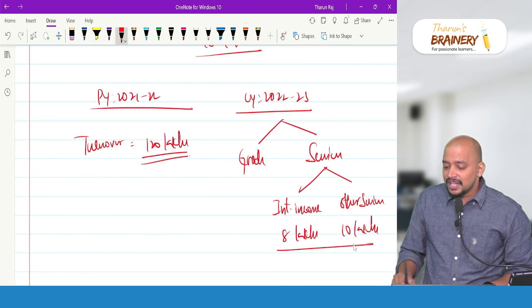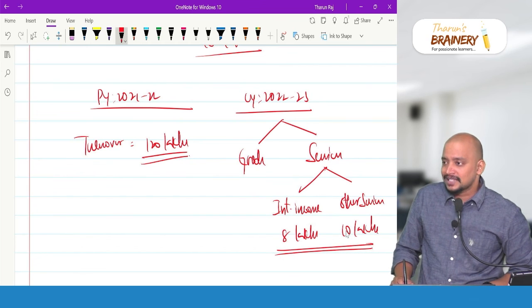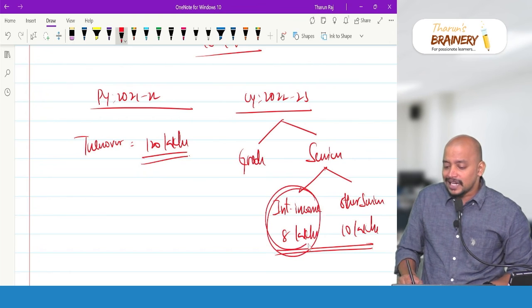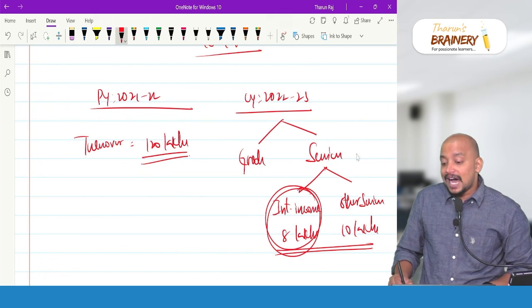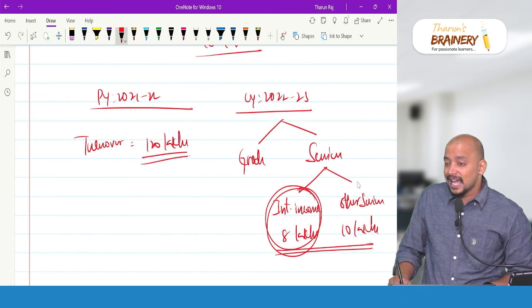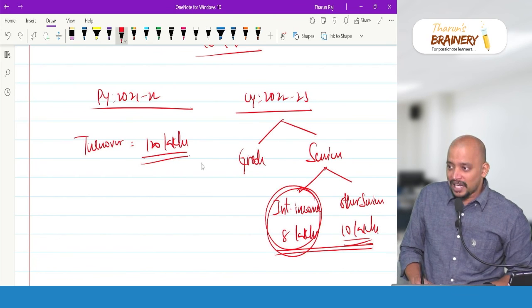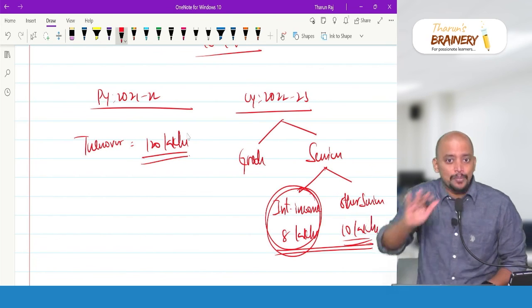But here if you see, the services are 18 lakhs. So does it mean we breach the condition? No. While counting this 12 lakhs, don't take interest income, which means other services other than interest. So which means 10 lakhs. It is within the limit of 12 lakhs. So we can continue in the composition scheme.